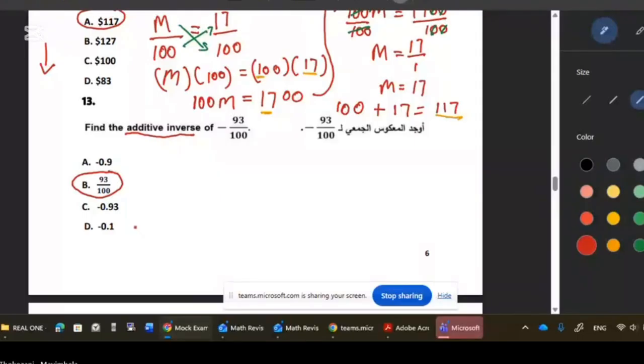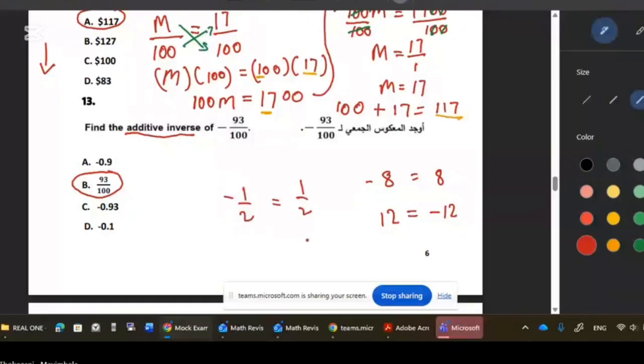Inverse means opposite. It's just the opposite of negative. So if I gave you minus 8, the additive inverse of minus 8 will be 8. If I gave you 12, what is the additive inverse of 12? Minus 12. If I ask you for the additive inverse of minus 1 over 2, what would be the answer? 1 over 2.